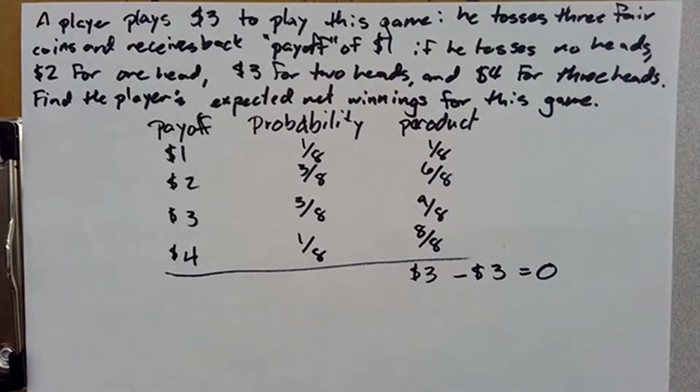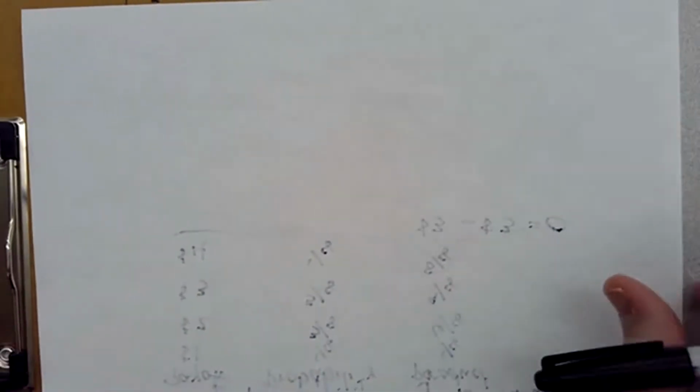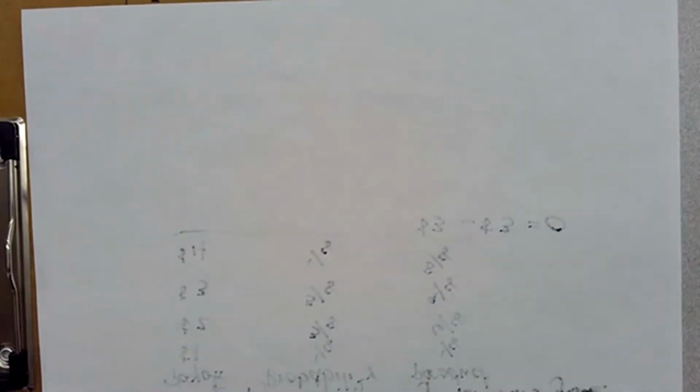Something I did wrong. What did I do wrong? Sorry. Oh, I see. You're supposed to do it a little differently. I apologize, I messed this one up. The actual way that we're supposed to handle this is to subtract the cost from our payoff, we have to figure out our net winnings.